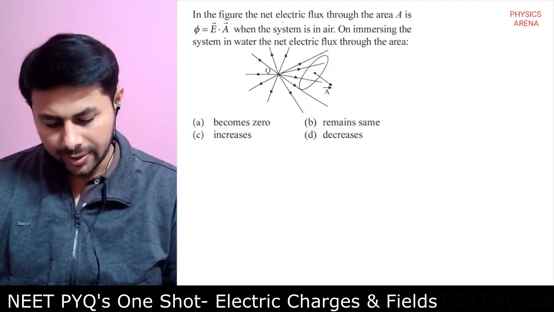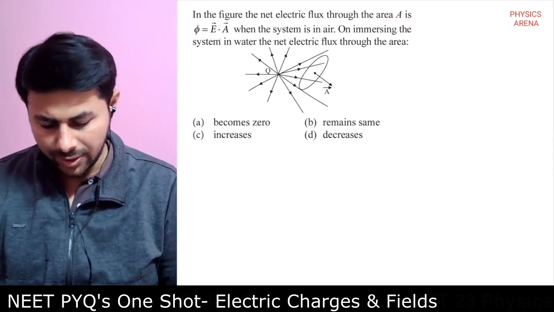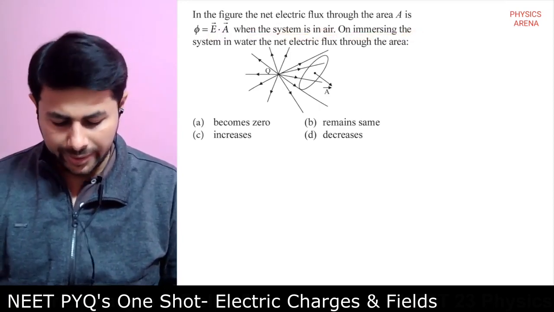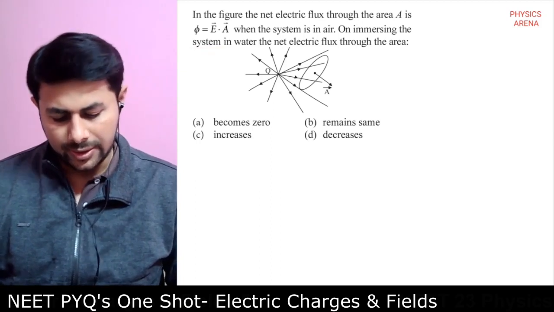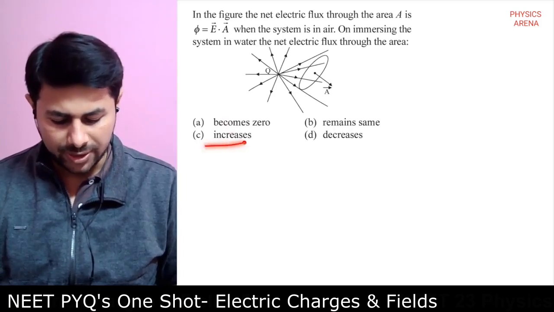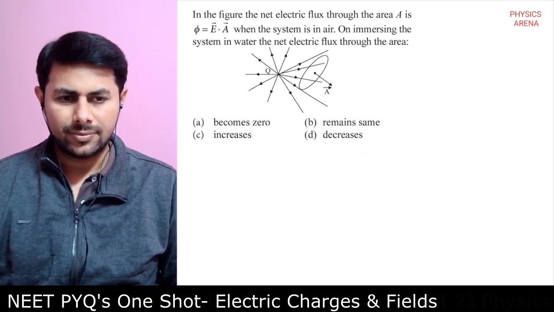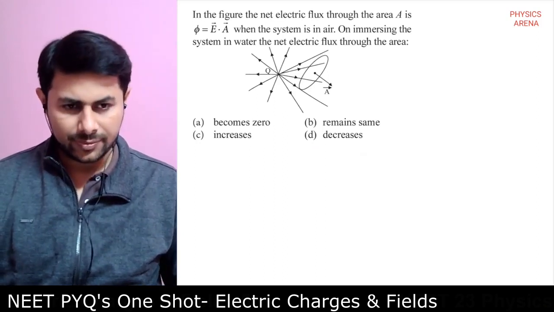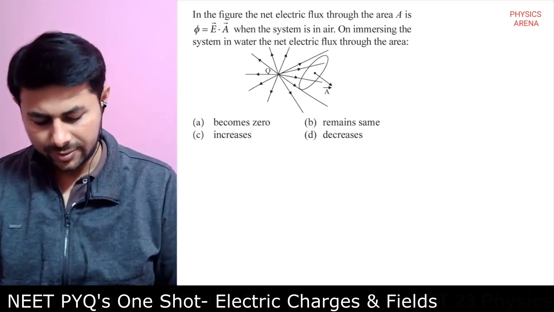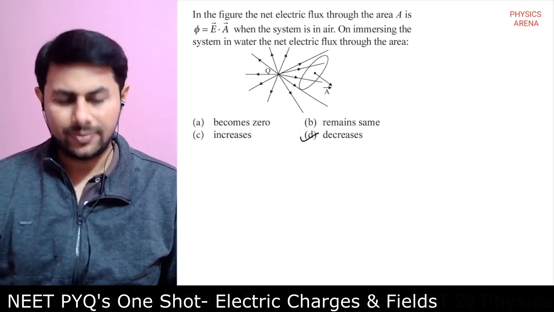In the figure, the net electric flux through area A is phi equals E bar dot A bar when the system is in air. On immersing the system in water, the net electric flux through the area: option A becomes 0, option B remains same, option C increases, option D decreases. Tell me. Option D decreases, right? And the reason? Because the magnitude of E bar will decrease, right?